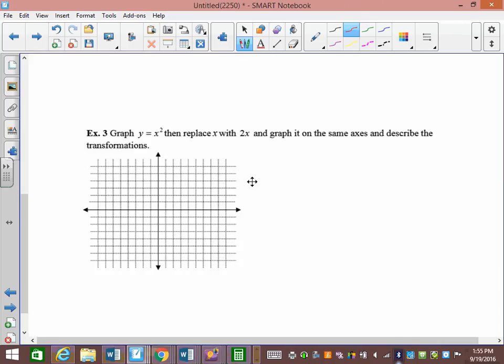This one you're going to have (0, 0), (1, 1), (2, 4). And then you replace x with 2x. So you're going to get y equals, and you're replacing x with 2x. So we're not going to get 2 times x squared like that. We're going to get (2x) squared because you're replacing the x. You're taking that x, you're throwing it out, and you're replacing it with 2x.